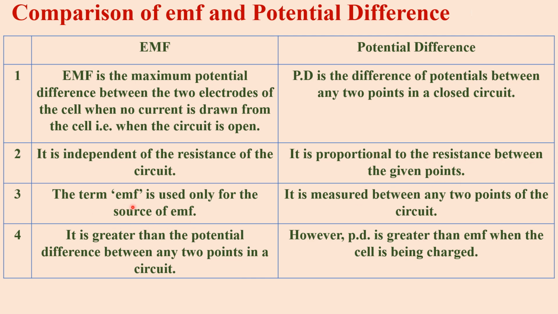The term EMF is used only for the source of EMF. Potential difference is measured between any 2 points of the circuit. In a closed circuit, we can measure potential difference between any 2 points. EMF is greater than the potential difference between any 2 points in a circuit. However, potential difference is greater than EMF when the cell is being charged.